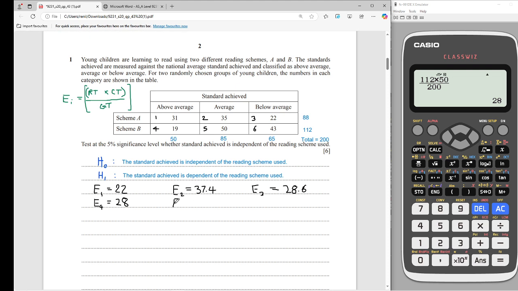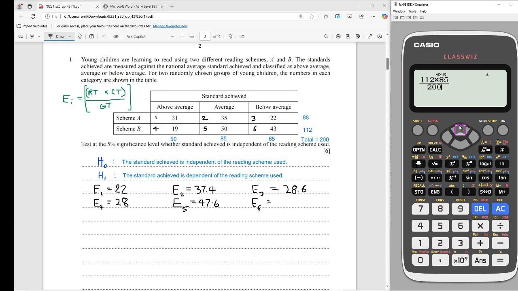Okay, then we have expected for the fifth one, same row total as before, except this time the column total is back to 85 and the expected value is 47.6. The next expected value, E6, the final expected value that we had to calculate: the column total is 65 now and the row total is 112. It will come out to be 36.4.